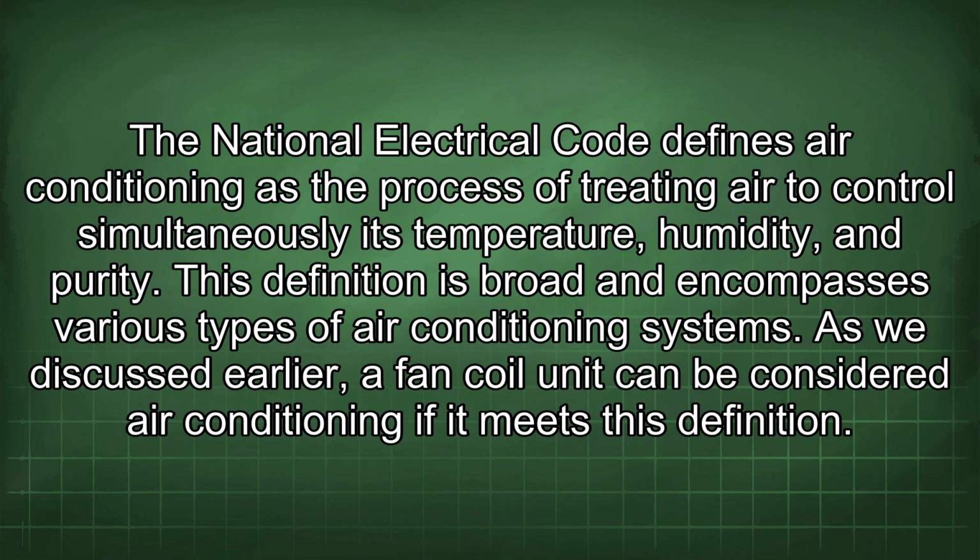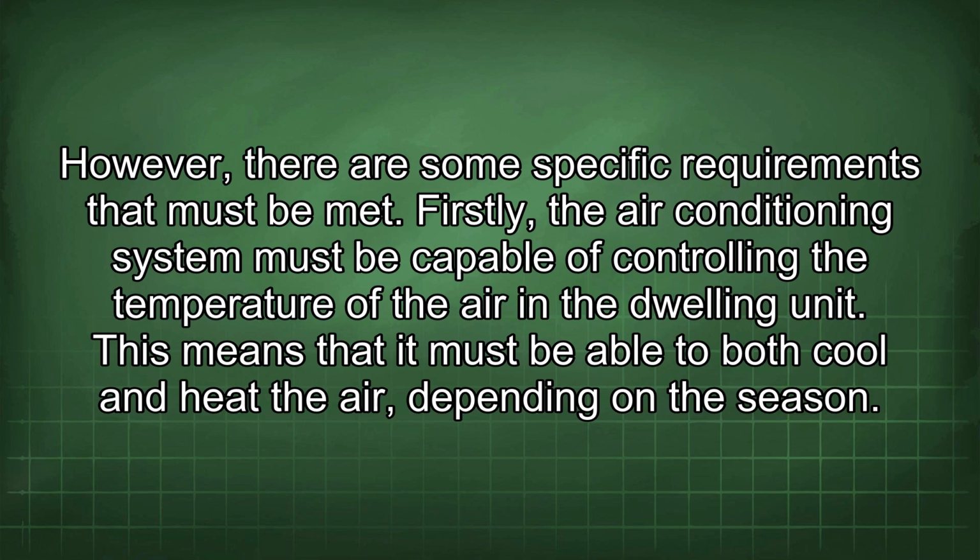The National Electrical Code defines air conditioning as the process of treating air to control simultaneously its temperature, humidity, and purity. This definition is broad and encompasses various types of air conditioning systems. As we discussed earlier, a fan coil unit can be considered air conditioning if it meets this definition. However, there are some specific requirements that must be met.